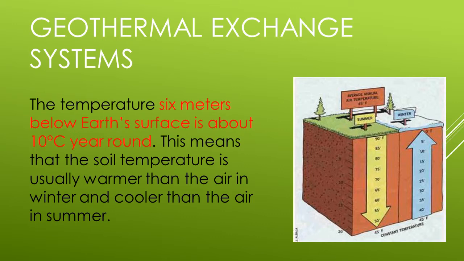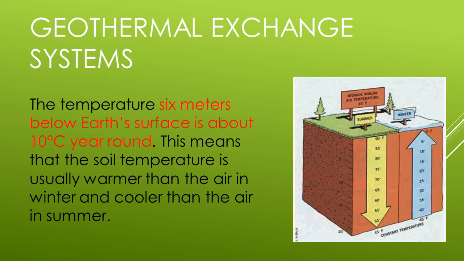So this means that the soil temperature, the ground temperature, is usually warmer than the air in winter and cooler than the air in summer. It's a constant temperature. It's not going to change at all or by much throughout the year. So we see this little picture here, and I know this is in Fahrenheit, but I hope you get the right idea. And it kind of mimics where I am from in America.